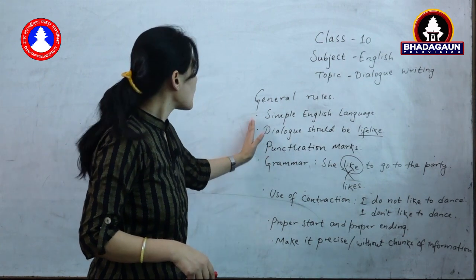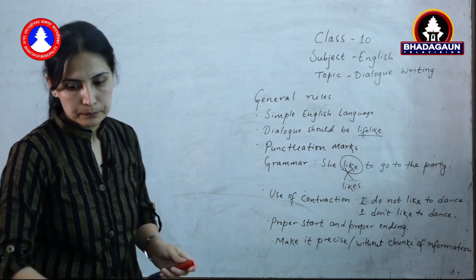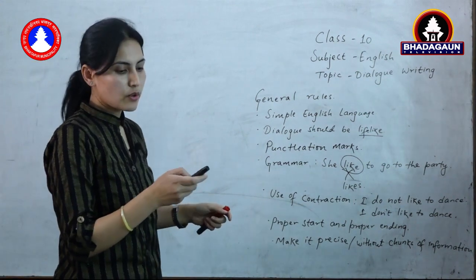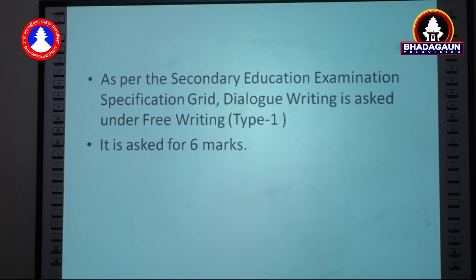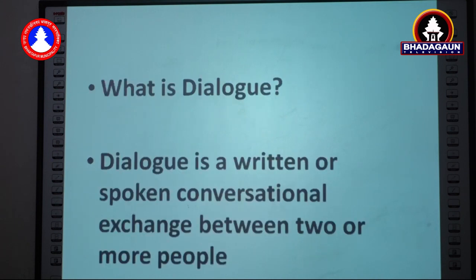And about the dialogue writing, I want to go with the slide. In the slide also I will be talking about the same thing that I talked about just now. As I told you earlier, as per the secondary education examination specification grade, dialogue writing is asked under free writing type 1, and you are allocated 6 marks for this one. First of all, what is dialogue? Dialogue is a written or spoken conversational exchange between 2 or more people. You can add 3 or 4 people also, but 2 people's participation is a must.